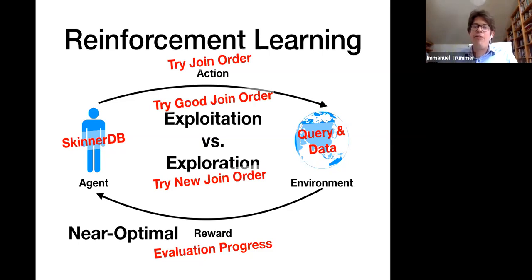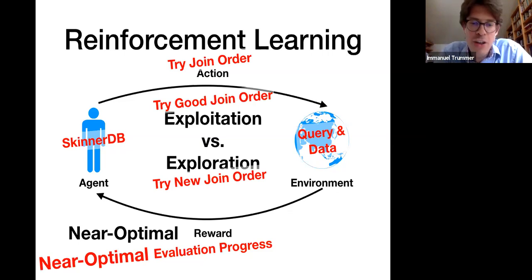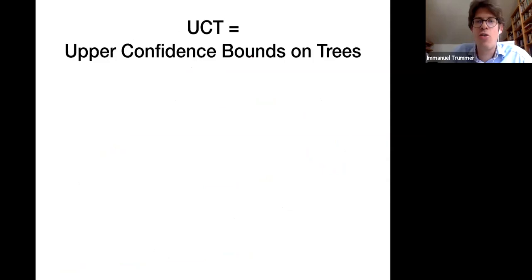And if we link reward to evaluation progress and use one of those algorithms which guarantees to converge to optimal expected decisions, then we should be able to leverage that for near optimal expected evaluation progress. Now, this is the high-level picture. More precisely, we use one algorithm from the area of reinforcement learning, which is called the UCT algorithm, and that stands for upper confidence bounds on trees.